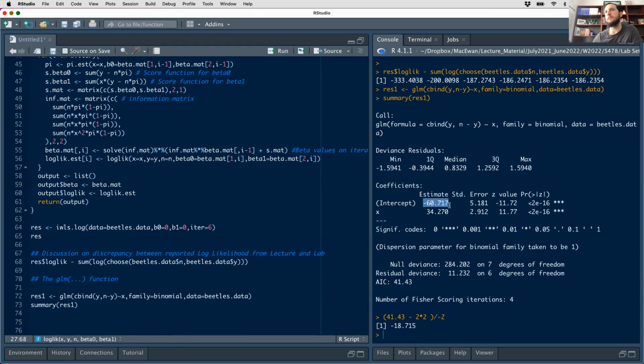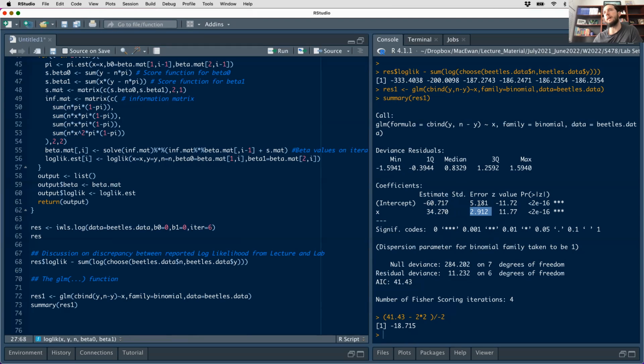These values here, I think, are fairly self-explanatory. This is our value for B0 at convergence. This is our value for B1. We talked about the interpretation of those values. Here are the associated standard errors. So these are found by taking the square root of the diagonal of the information matrix.